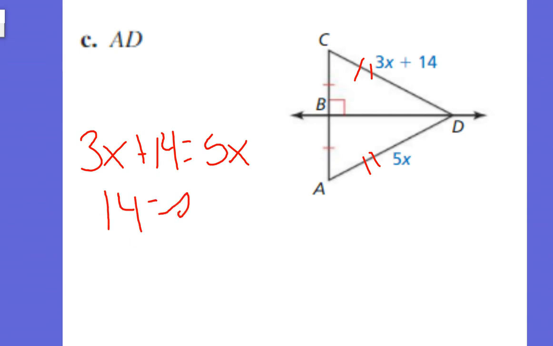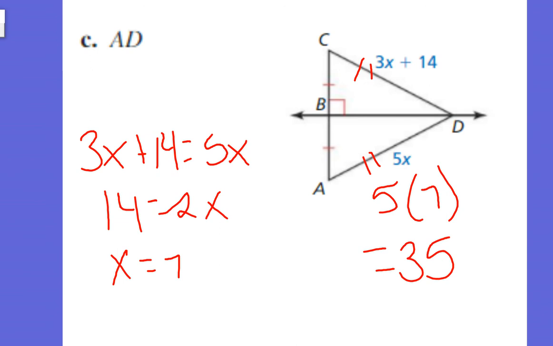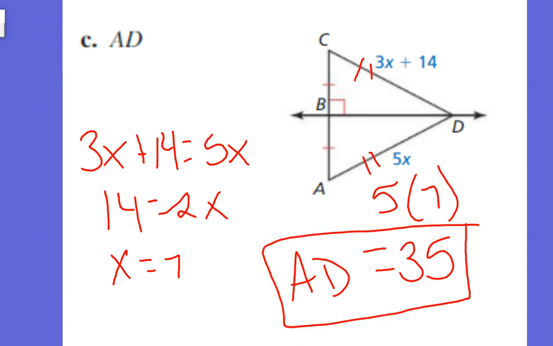14 equals 2x, and x equals 7. So 5 times 7, after I substitute, means that AD has a value of 35. All right, and so that is our perpendicular bisector theorem and its converse.